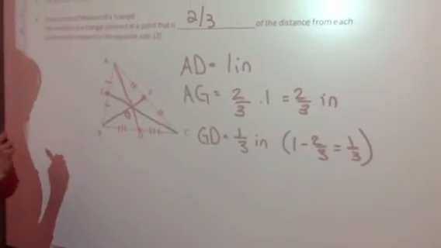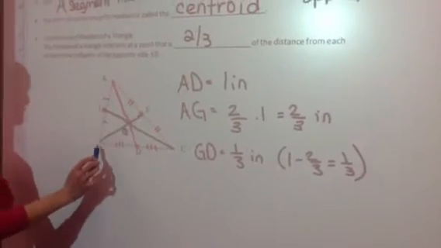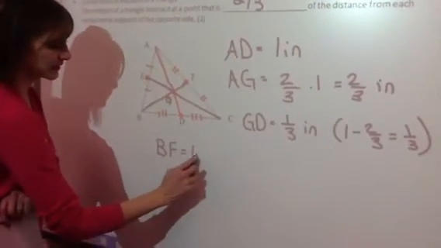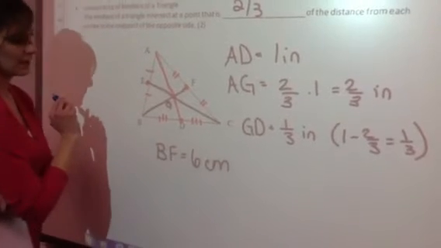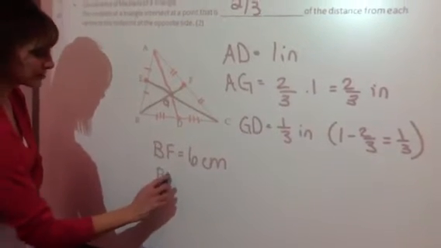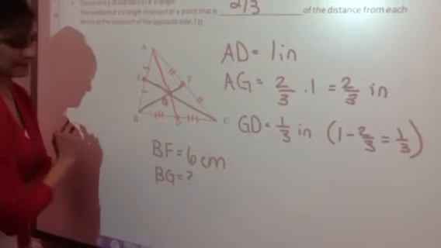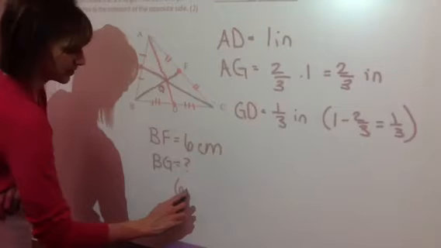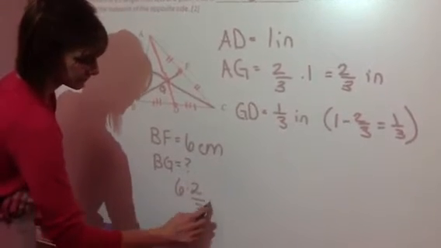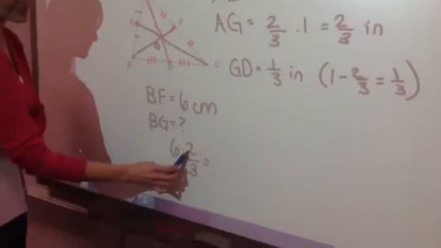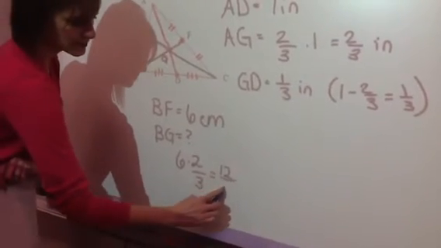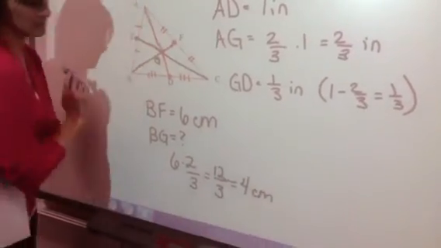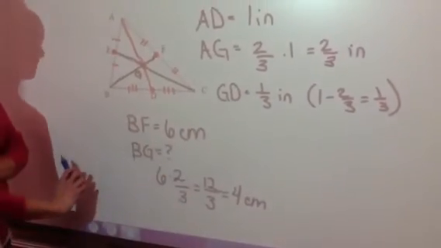Okay, let's try something a little bit more challenging. Let's say that the length from B to F is 6 centimeters. And I want you to find the length from B to G. So to find that length, you're going to take your total length and you need to multiply it by 2/3. So I take 6 times 2, which is 12, divided by 3. And you get 4 centimeters. So B to G is 4 centimeters.